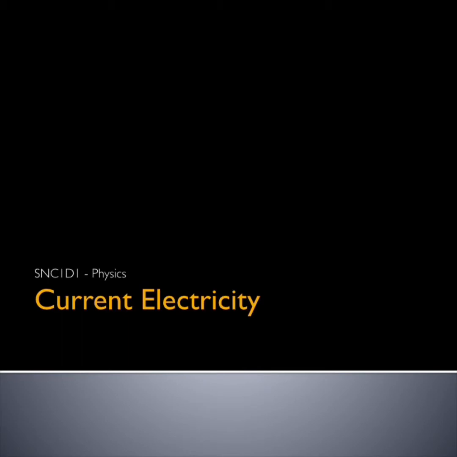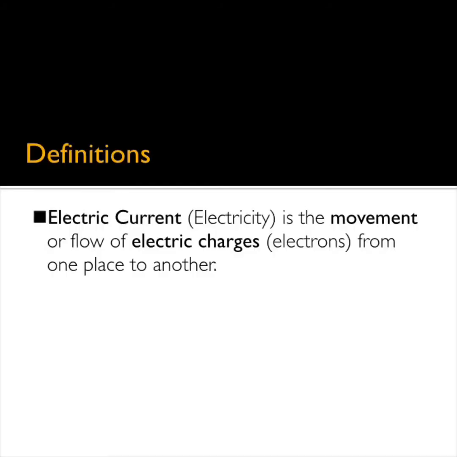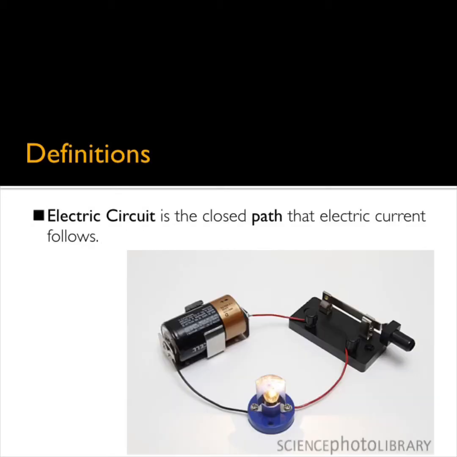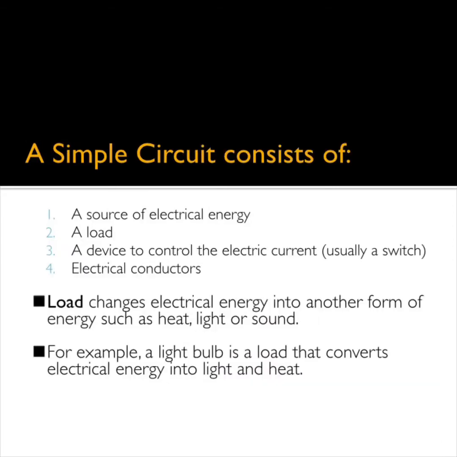Today we're going to continue our conversation about current electricity. As a reminder, electricity or electric current is the movement or flow of electric charges, in this case electrons, from one place to another. That electric current flows in an electric circuit, which is a closed path that the electric current follows. A simple circuit consists of minimally 3, but generally 4 parts.